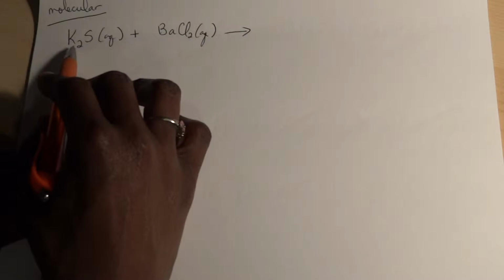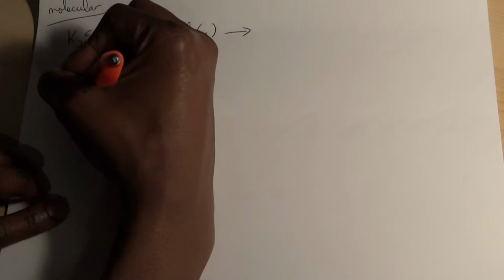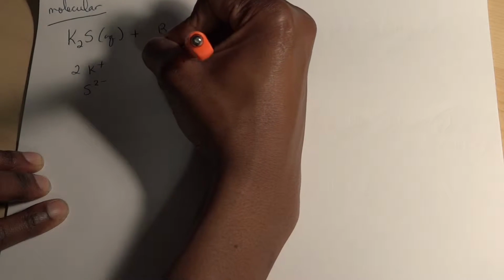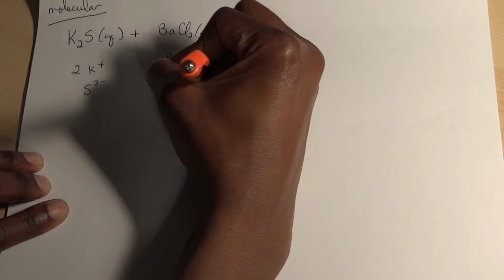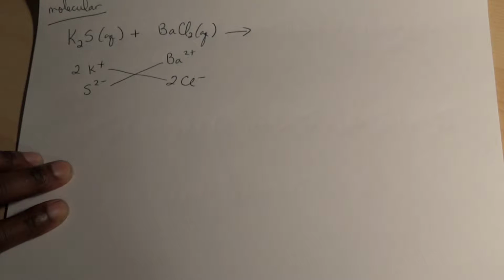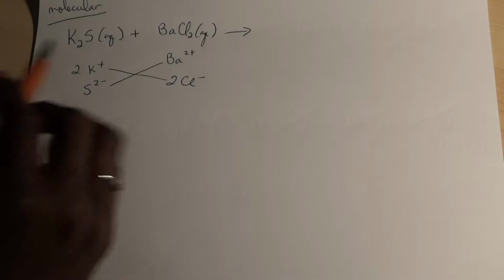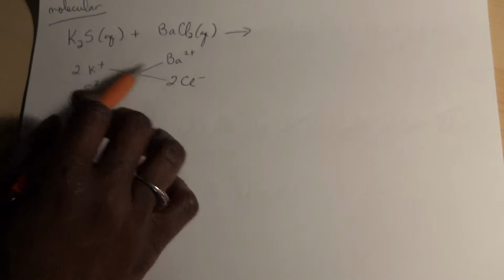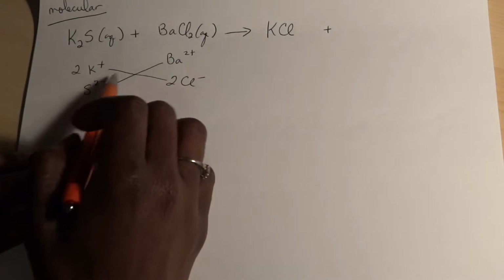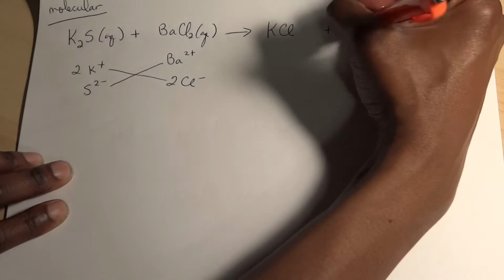Okay, so again over here we have potassium ions and sulfide ion. Over here we have barium ion and chloride ion. Okay, so do our crisscross, right? So switch partners. So you're going to put together potassium and chloride, so that's just KCl. And then barium and sulfide, they're also 1-to-1, so it's just BaS.